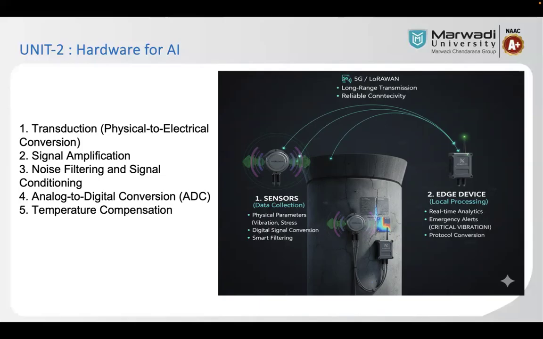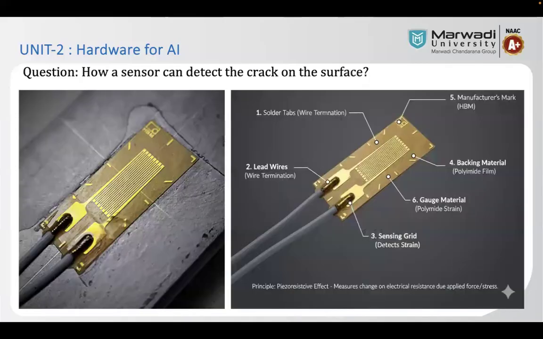Then the programming, or we can use the devices that are helpful to reduce the disturbance or the errors in the data collected. That is called noise filtering and signal conditioning. And then we can go along with the analog to digital conversion. And finally, if the temperature is a concern, there are devices that can manage the temperature compensation also. The same device I showed you in the classroom, I demonstrated.